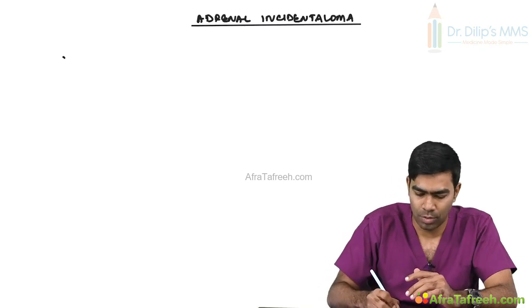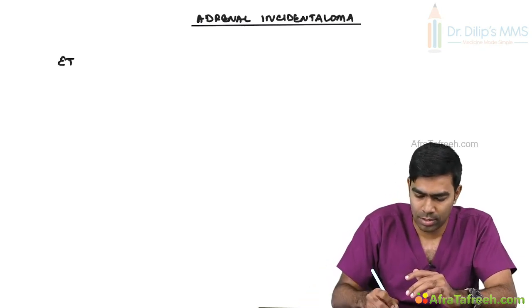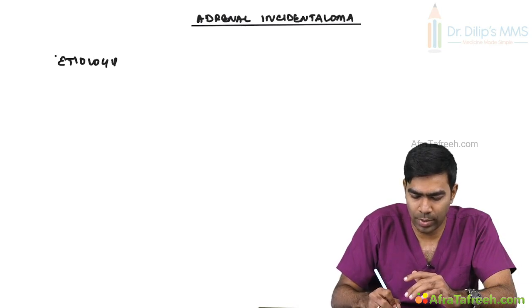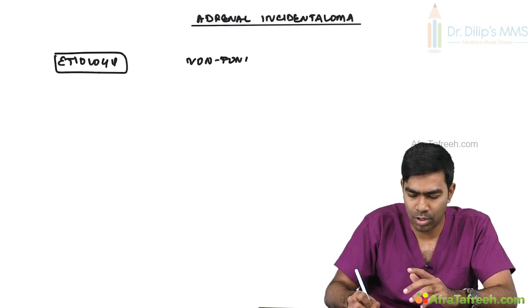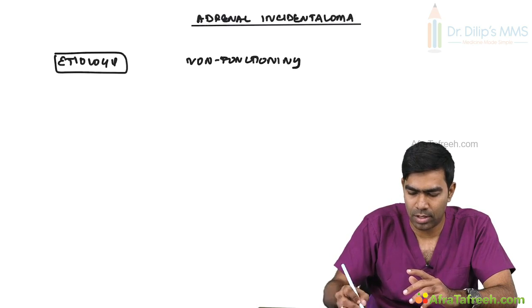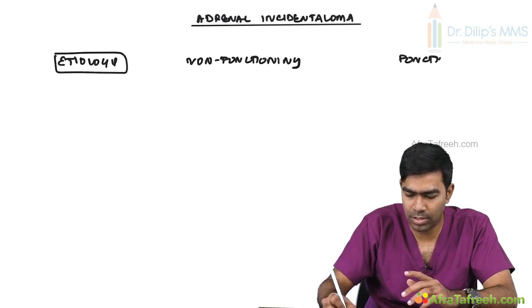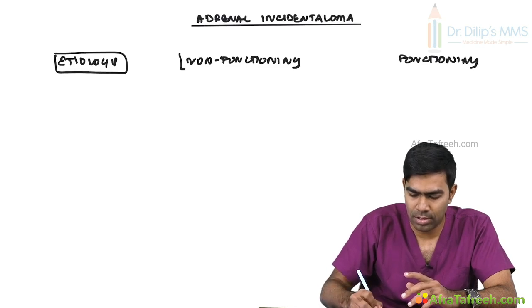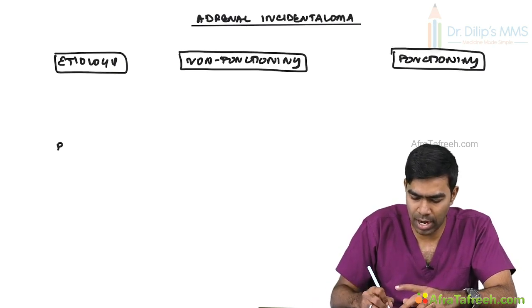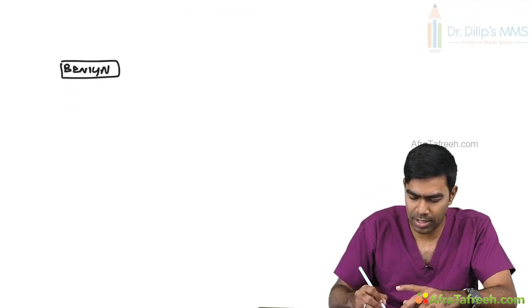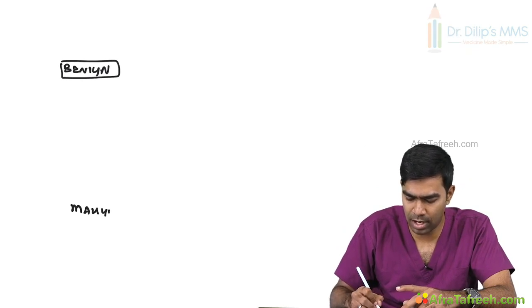Especially we have to know the etiologies of the adrenal incidentalomas first. What are the etiologies? So I'm going to construct a 2x2 table where I'm going to write non-functioning tumors on one side and functioning tumors on the other side. Similarly, I can categorize into malignant tumors and benign tumors. So I can write benign tumors on the top, which are fairly common, and malignant tumors on the bottom, which are fairly uncommon but still contribute to a sizable number.